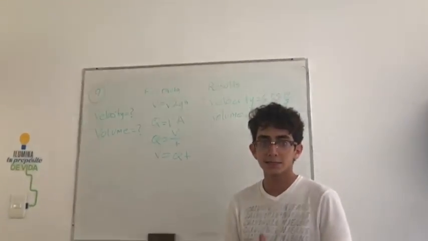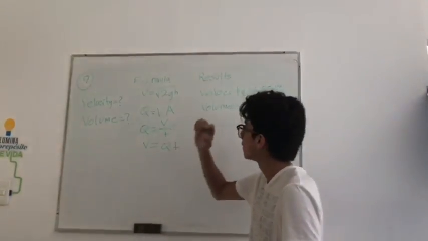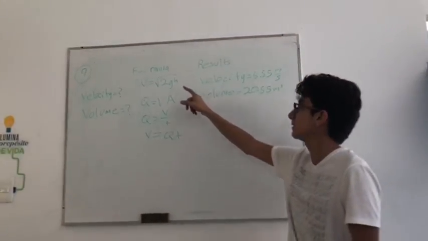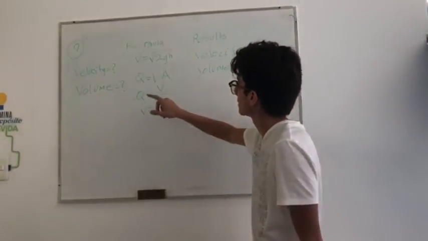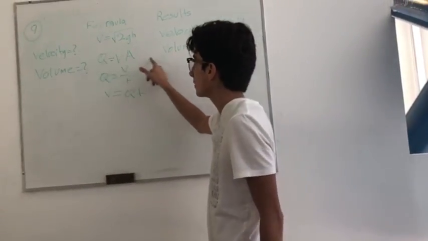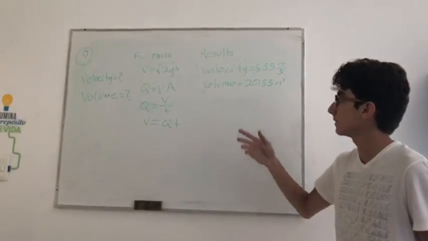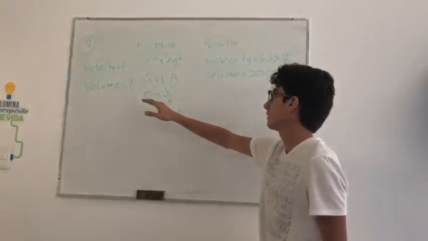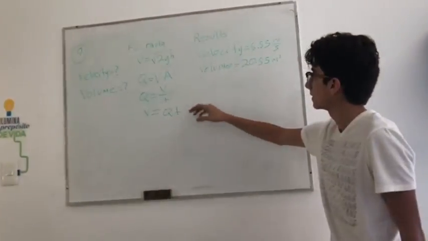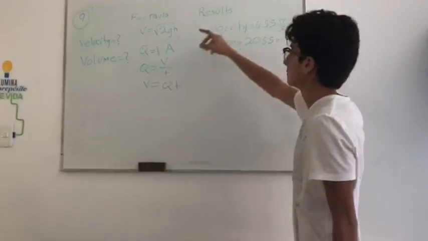Now we're going to explain the last problem. So they ask you to find the velocity and the volume. For the velocity, we use this formula that is the root of 2 times gravity times the height. After that, to take out the volume, we first need to know the flow rate with the formula of velocity times area. After that, we use the formula of flow rate to take out the volume and have it like this. And after that, we only do the math and we have these two results.